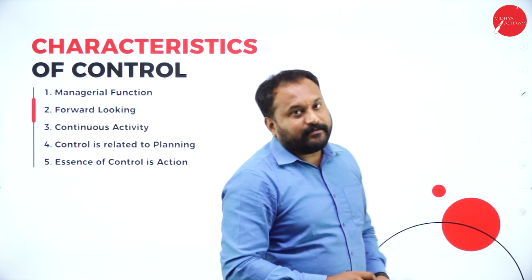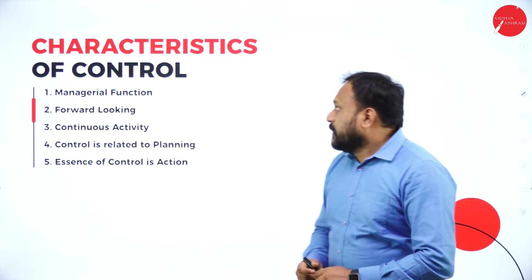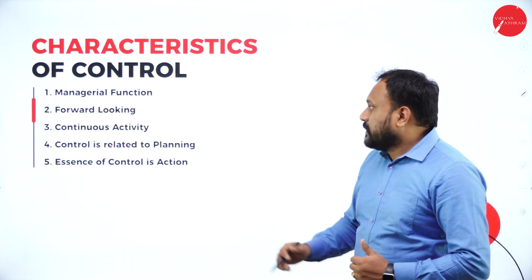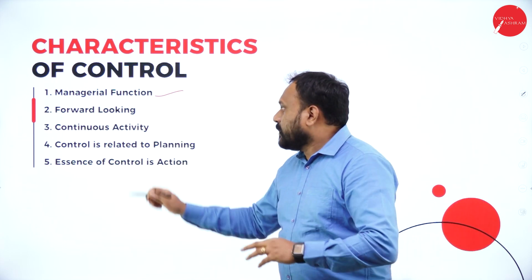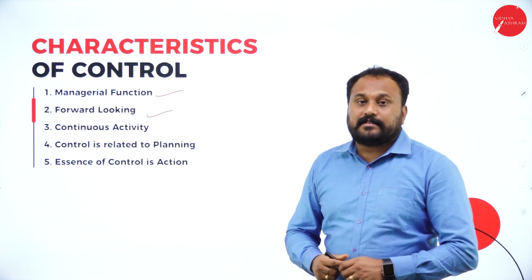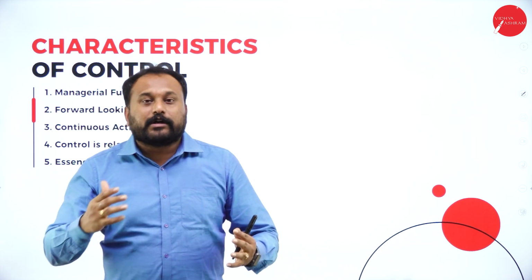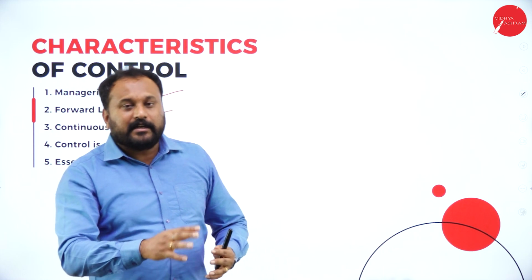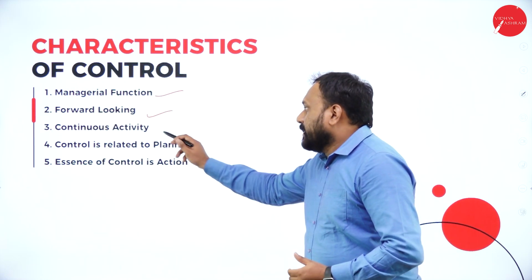So here we have the characteristics of control. Now the characteristics are like this. It's a managerial function. It needs to happen. Forward looking. There is nothing called backward. You are supposed to go forward. Now things have happened. What do we need to do? Rectify it and then move forward. That is what the characteristics of controlling are.